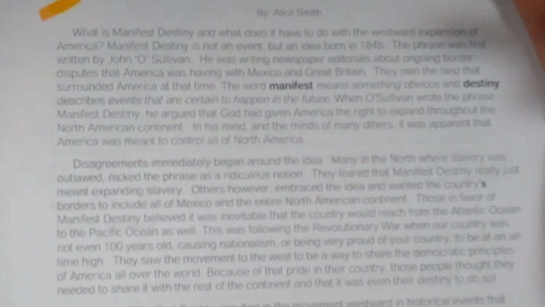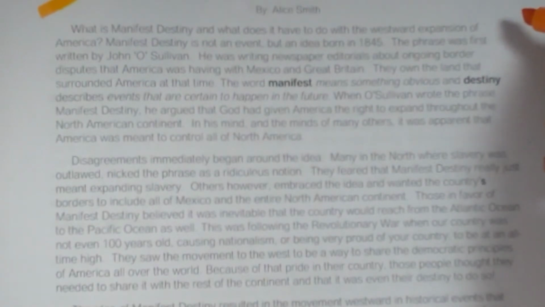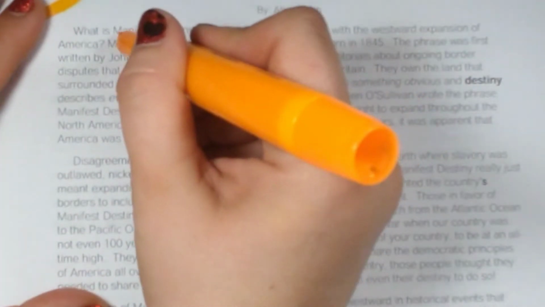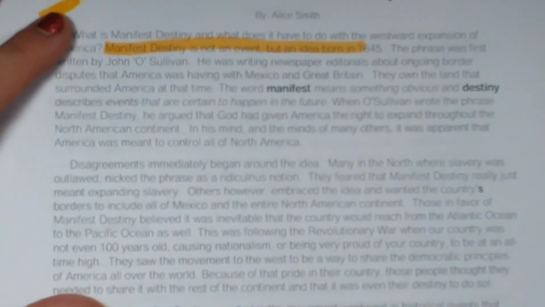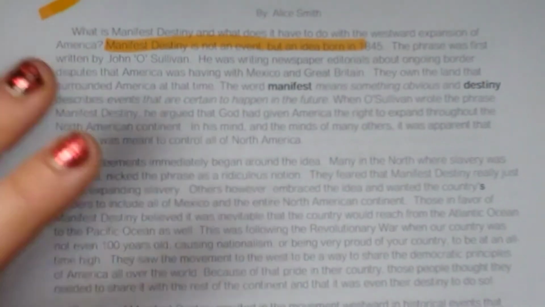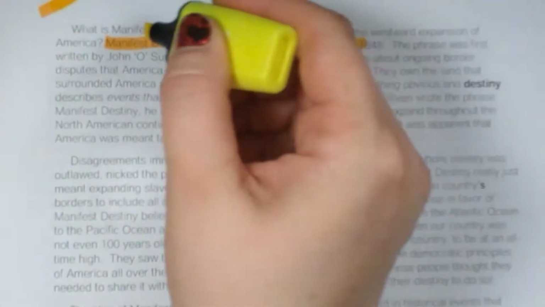What is manifest destiny, and what does it have to do with westward expansion of America? Manifest destiny is not an event, but an idea born in 1845. Oh, I'm going to highlight that. I think that's really important. The phrase was written by John O'Sullivan. He was writing newspaper editorials about ongoing border disputes. I think that's important too.